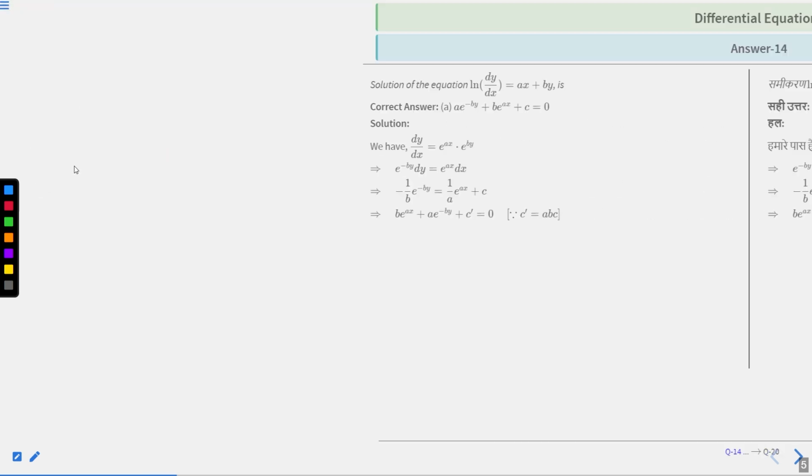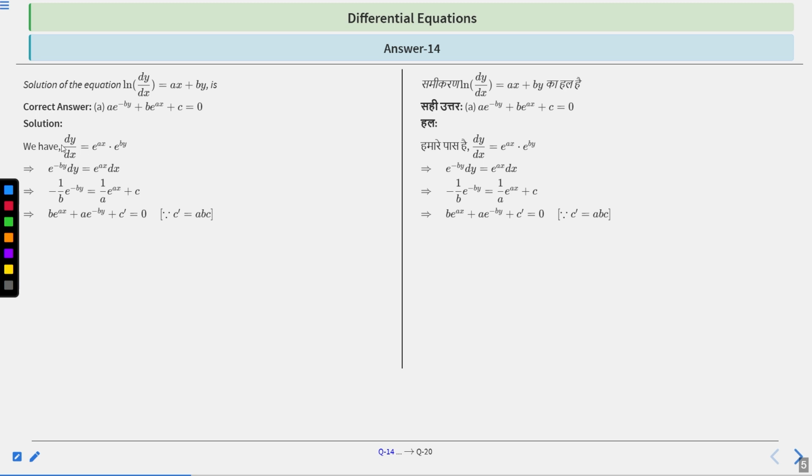Okay, let's move to the solution part. We have ln dy by dx is equal to ax plus by, which can be written as dy by dx is equal to e to the power ax plus by. Now e to the power ax plus by can be written as e to the power ax into e to the power by. Now put y terms on one side and x terms on another side. Therefore, it will be e to the power minus by dy is equal to e to the power ax dx. Now, by integrating both sides, we will get minus 1 by b e to the power minus by is equal to 1 by a e to the power ax plus c.